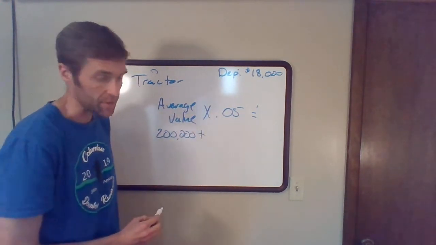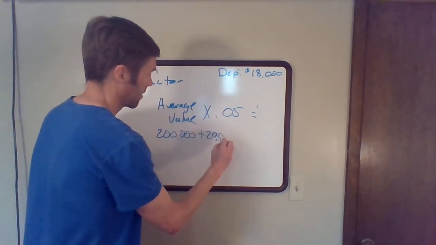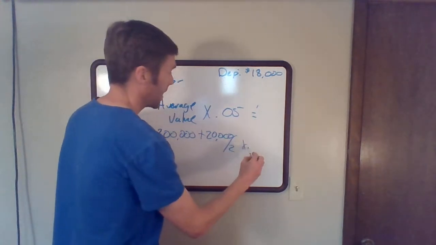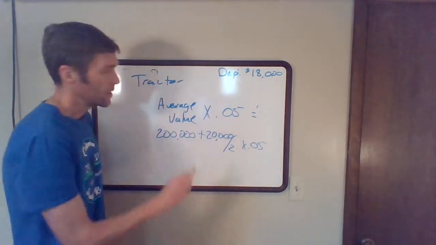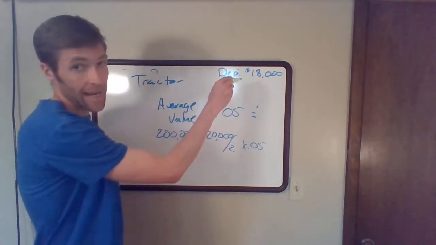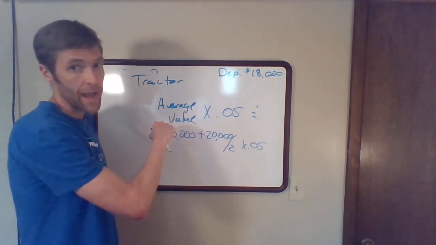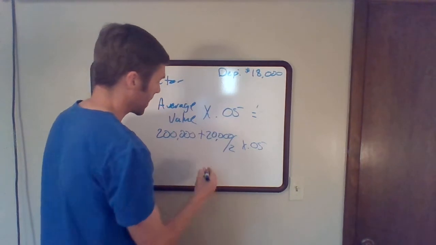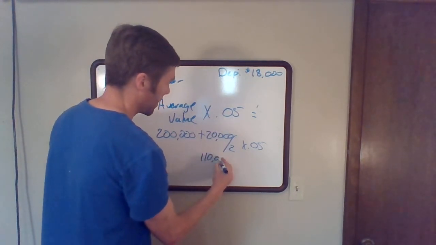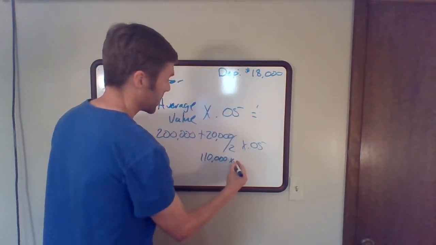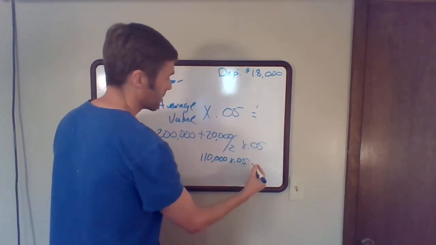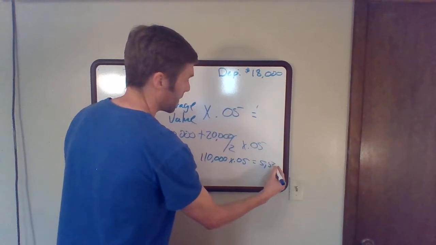plus the salvage value, and we divide by 2, and then we multiply by 5%. So we're going to do this quickly, add it up here, and then I'm going to explain why we're adding and not subtracting. So 220,000 divided by 2 is $110,000 times 5%. 11,000 divided by 2 is $5,500.